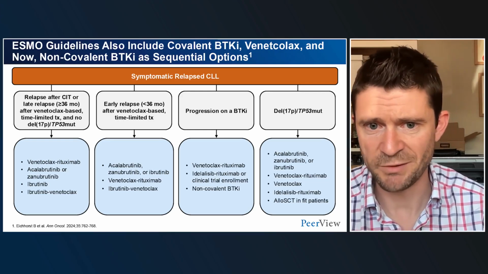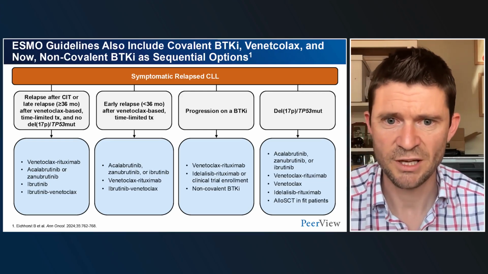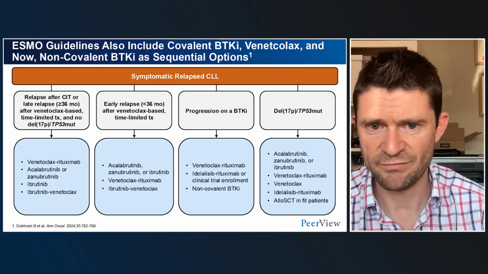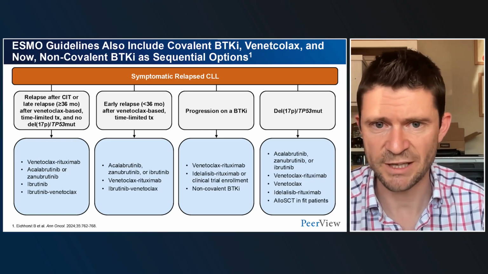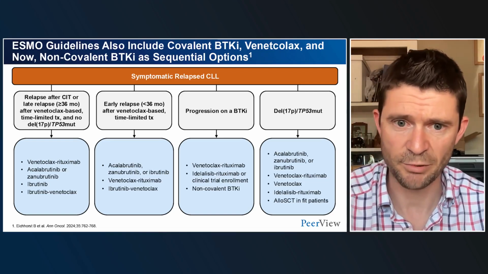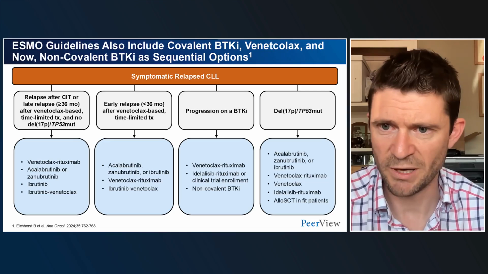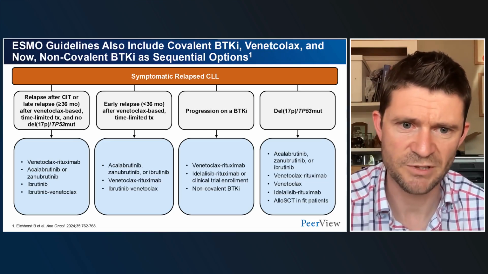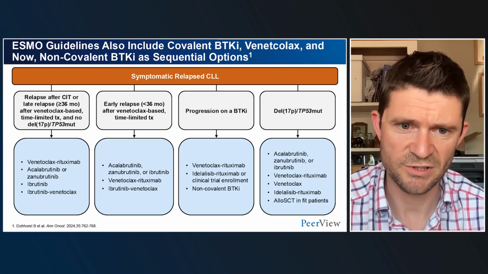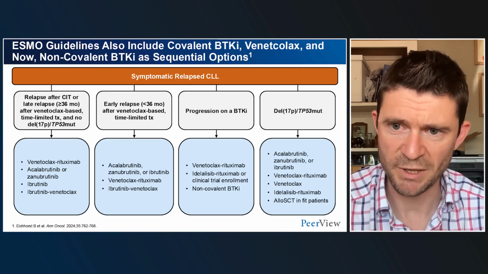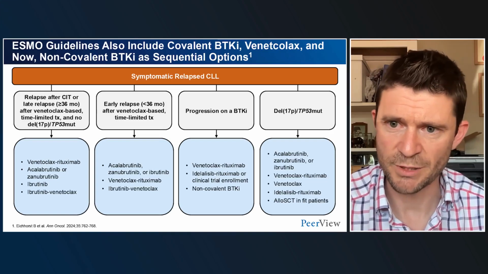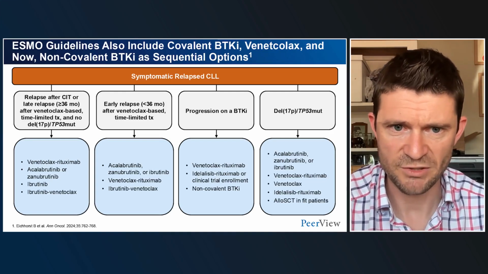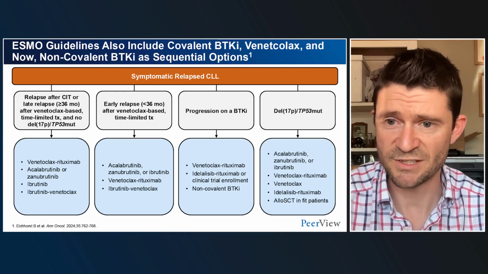In patients with TP53 mutation or deletion, one should be considering covalent BTK inhibitors, venetoclax-based therapy, and potentially allogeneic stem cell transplant at an appropriate time point, depending on the patient's age and fitness. And in those patients who progress on a covalent BTK inhibitor, non-covalent BTK inhibitors are a possibility now, and pirtobrutinib has received European approval in recent times, and patients who progress on a covalent BTK inhibitor, this is an option.